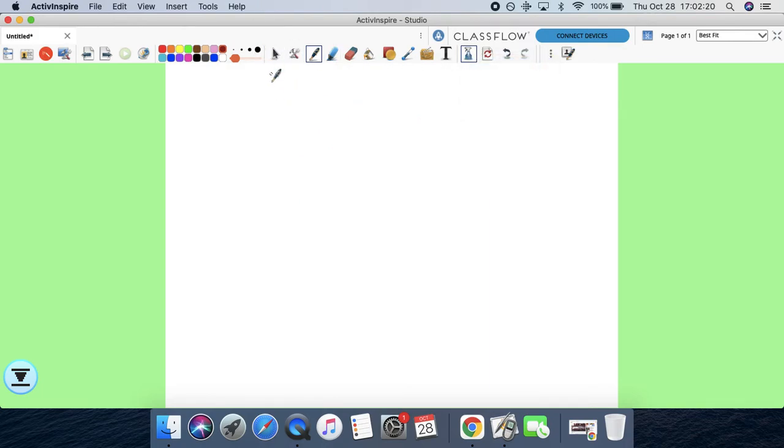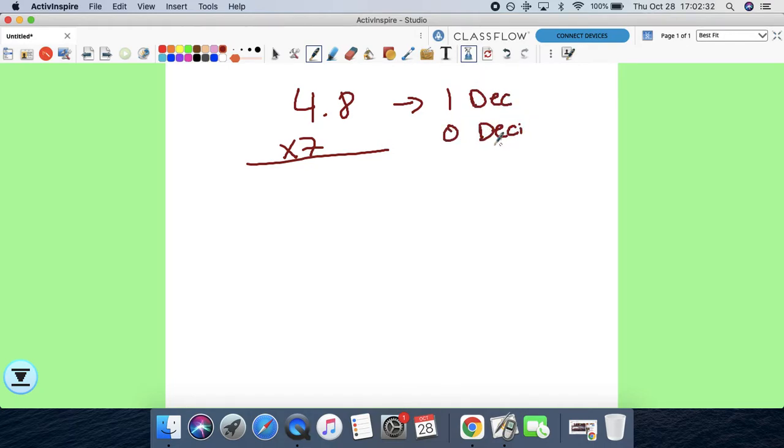What was that one? So 4.8 times 7. Now again, you guys realize that this is very simple, right? 1 decimal place, no decimals. So the total is 1 decimal place after. So 7 times 8 is 56. Carry 5. 7 times 4 is 28. 28 plus 5, 33. Okay.